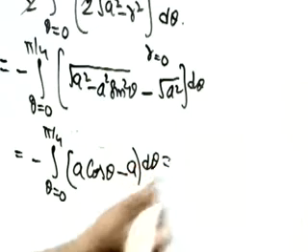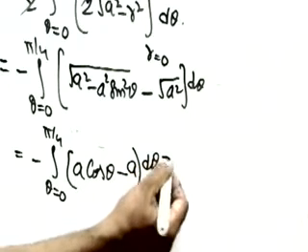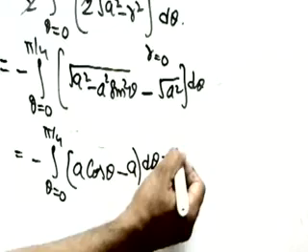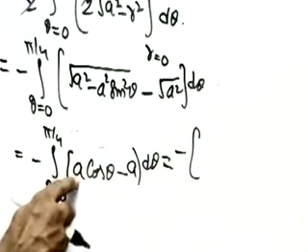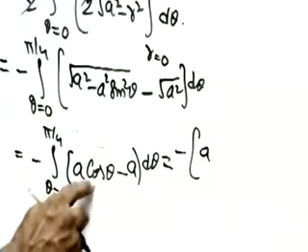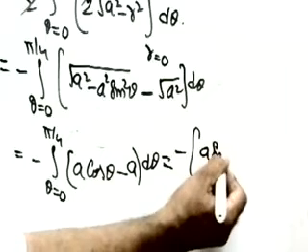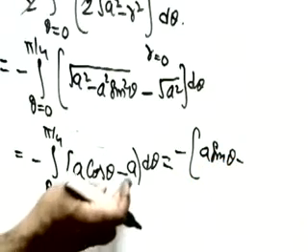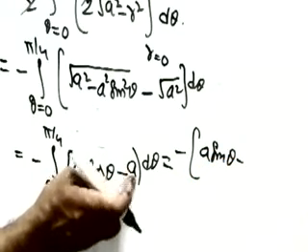The minus and root square cancel, and we are left with a d theta. Now let me integrate with respect to theta. So the minus stays outside, a as it is. Integration of cos is sine theta. Sine theta minus, watch carefully.